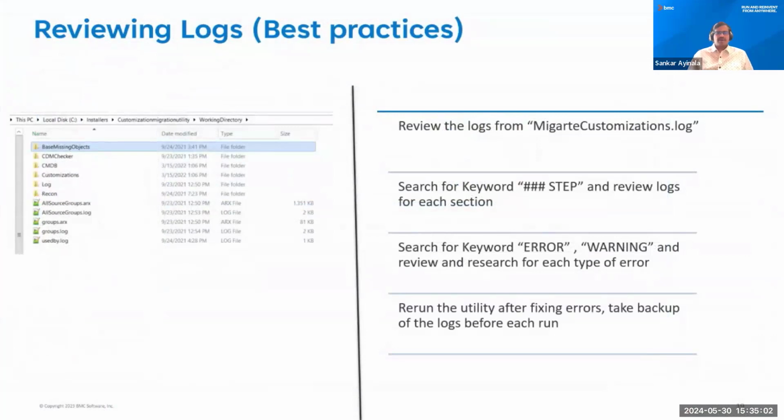Let's review the best practices for reviewing the logs. Whenever you review the logs, make sure you search for error or warning, and you can see if there are any failures. There is another way of doing it. You can use the step keyword and search for that step to see if all the steps are executed. If you experience any errors, you can troubleshoot, fix it, and then rerun the utility with that same step, and so on.